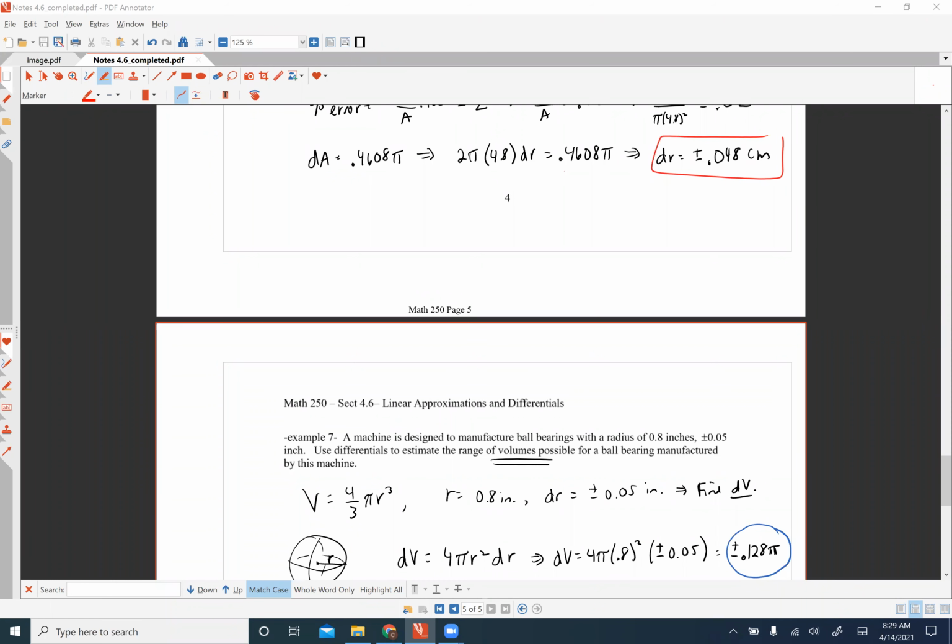So this is a short lecture on material in section 4.6. We're going to talk about approximating a nonlinear function, like y equals x squared, or all the trig functions, which are nonlinear, with a linear function. So a line is linear, and the difference of y over the difference of x is always a constant.